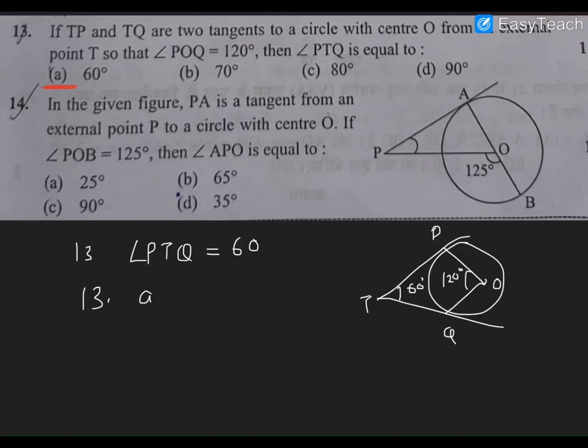So 14th question. In the given figure, PA is a tangent from the external point. You have to find angle APO. So this angle you can calculate easily. This is your 90. Or otherwise you can take angle POB as your exterior angle, and again you will calculate. You will get the same answer in both cases, 35 degrees. So for 14th, D is the correct choice.